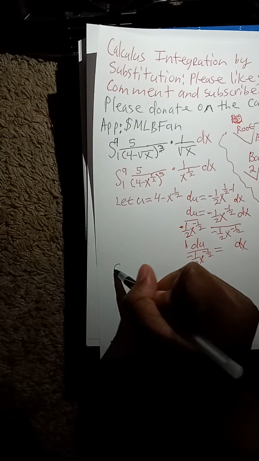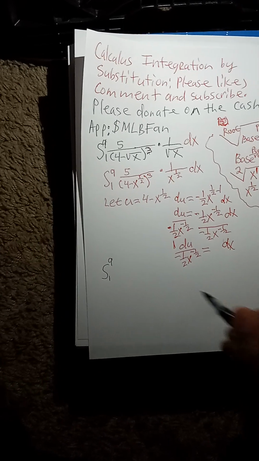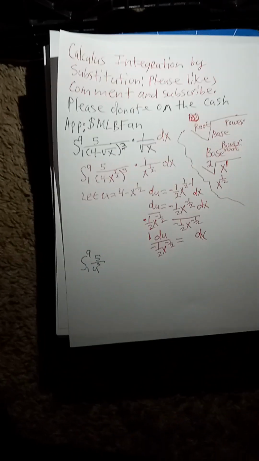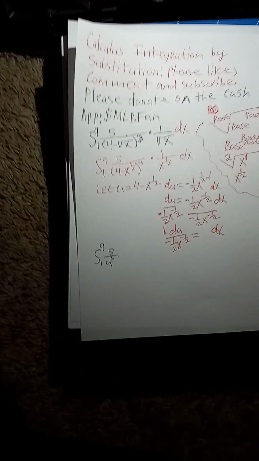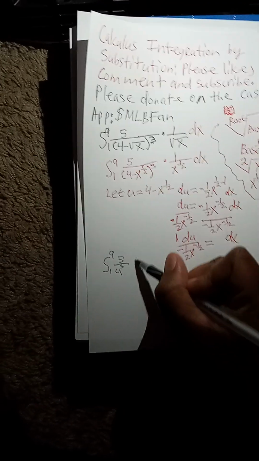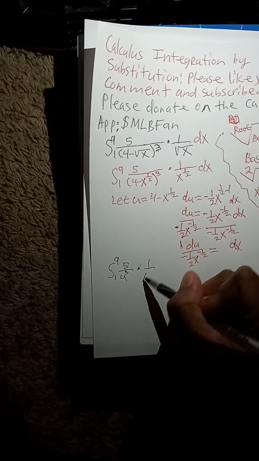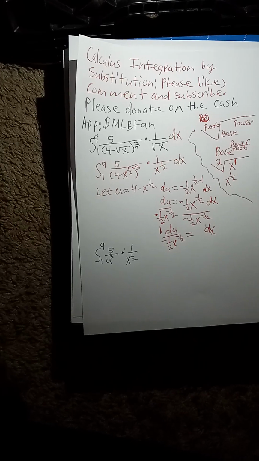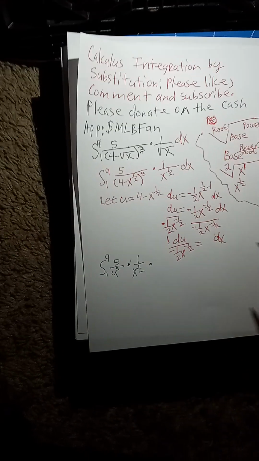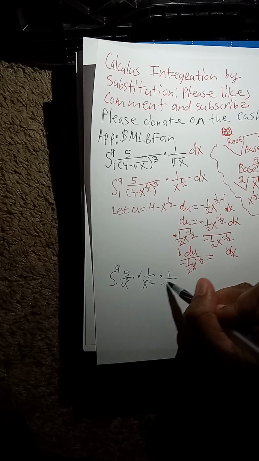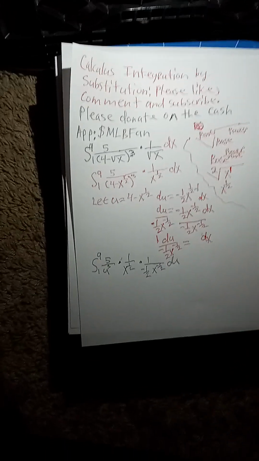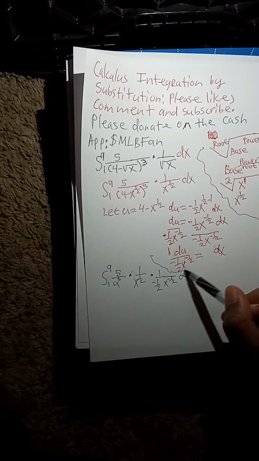And now I can rewrite this function as the integral from 1 to 9 of 5 over u to the third power, multiplied by 1 over x to the 1/2 power, times 1 over negative 1/2 x to the negative 1/2 du. Separate this off here.